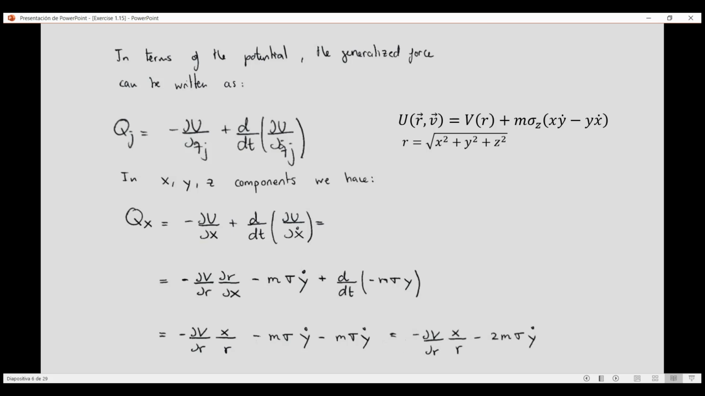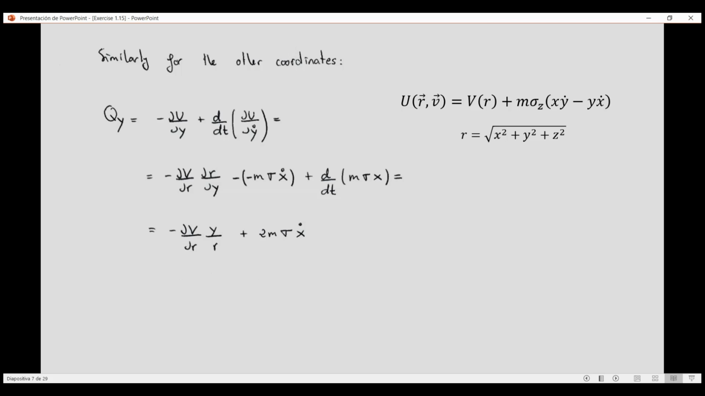Once the derivative of the radial coordinate r and capital U are carefully taken, we arrive at the expression for the generalized force in the x-coordinate: the partial of capital V, the central potential, with the radial coordinate, multiplied by x divided by r, minus 2m sigma y dot. The calculation is completely analogous in the y-coordinate, and the result is very similar. Just in this case, we have x dot and y divided by r.